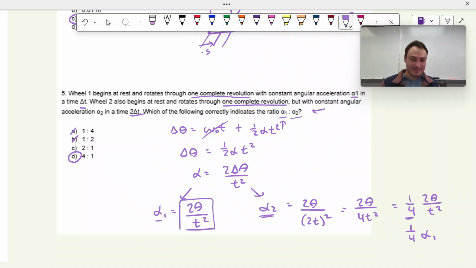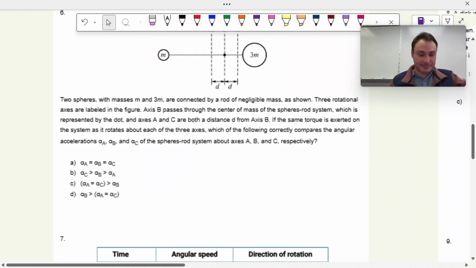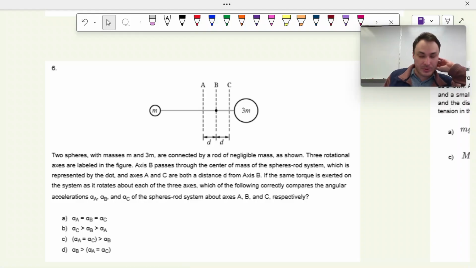All right, moving on. Two spheres with a mass of m and 3m are connected by a rod of negligible mass as shown. Three rotational axes are labeled in the figure. Axis B passes through the center of mass of the sphere-rod system, which is represented by the dot. Axes A and C are both a distance of d from axis B. If the same torque is exerted on the system as it rotates about each of the 3 axes, which of the following correctly compares the angular accelerations of the sphere-rod systems about these 3 axes?